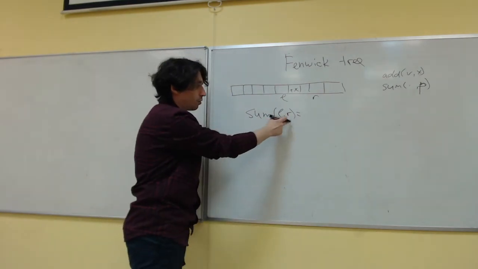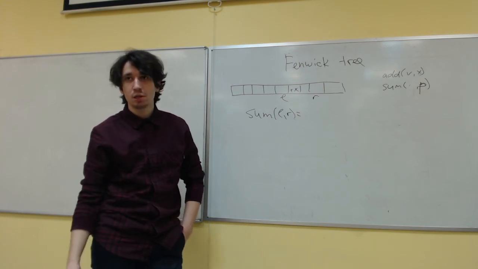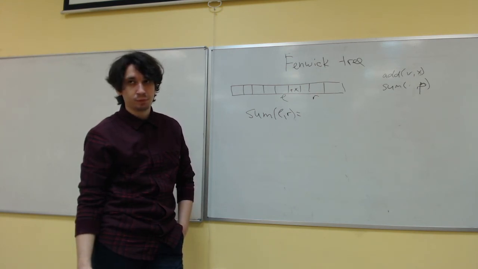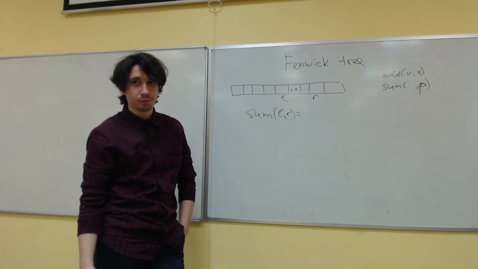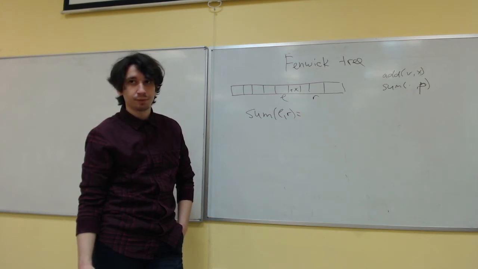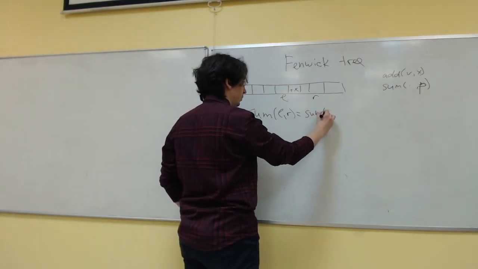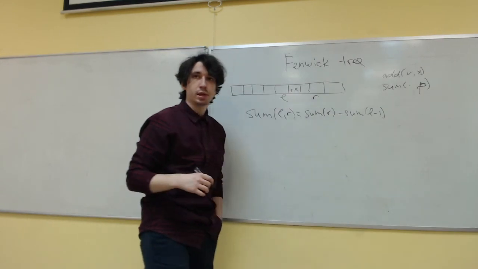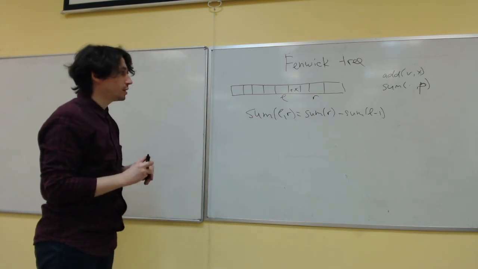Then the sum on the subarray, on the range from L to R, we want to calculate using the prefix sums. It will be the sum up to R minus the sum up to L minus 1, to be more precise. Again, we should be a little bit careful with the minus ones.